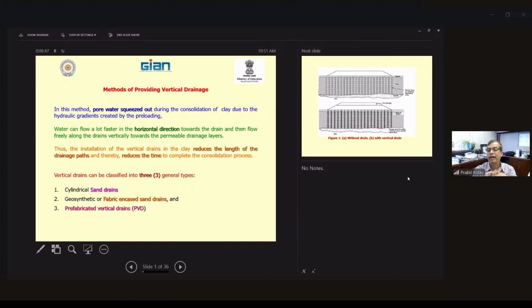Thus, the installation of vertical drains in clay reduces the length of the drainage path and thereby reduces the time to complete the consolidation process. There are three types of vertical drain. One is the cylindrical sand drain, and then the geosynthetic or fabric encased sand drain, which is a sand drain encased with geosynthetic or fabric. The last one is the prefabricated vertical drain.